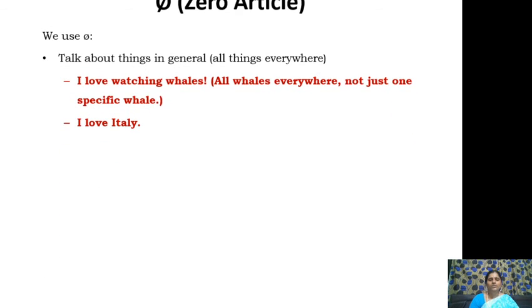We use the zero article, which means we don't use any article, when we are talking about things in general. I love watching whales. Here we are not referring to a specific whale, but in general to all whales everywhere, not just one specific whale. So we have not used any article. I love Italy. This is a general statement. So there is no need to say I love the Italy or I love a Italy. Of course, it doesn't sound sensible.